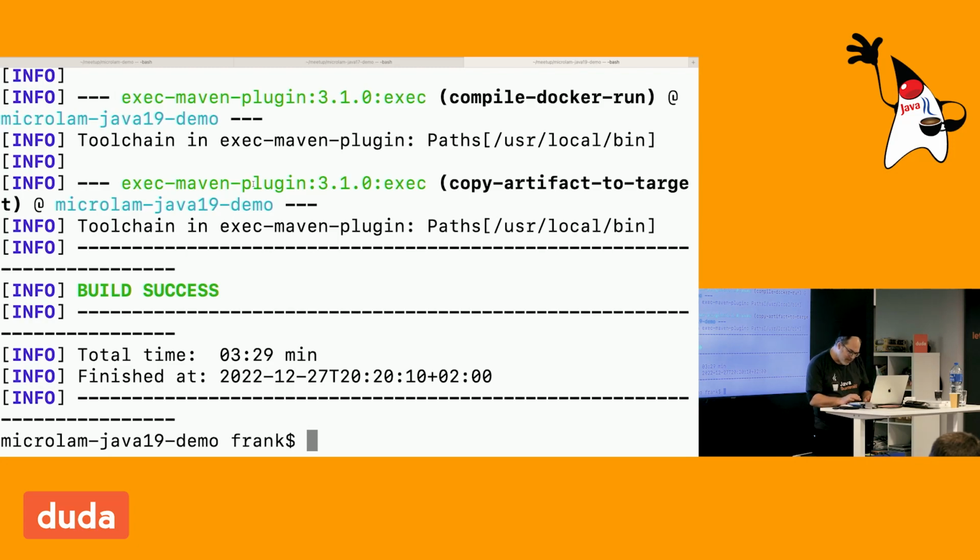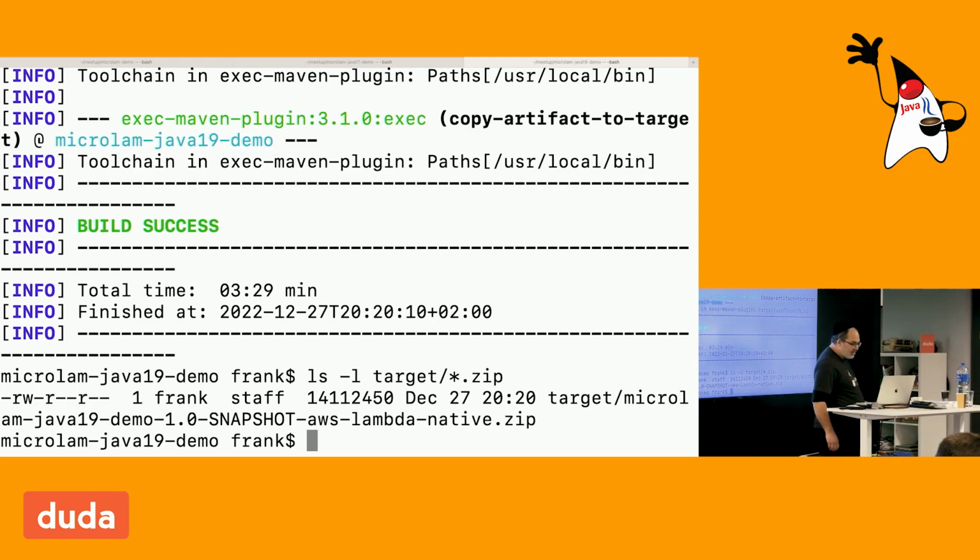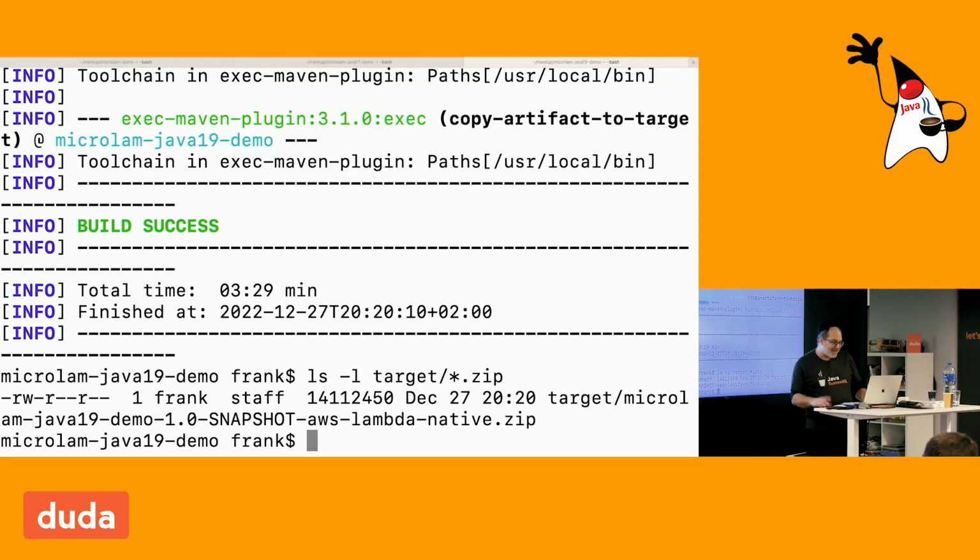So now let's see in the target folder which zip we have. Okay, so now you see the file here. That's better. AWS Lambda native. This is a suffix for the native package. So that time it worked.